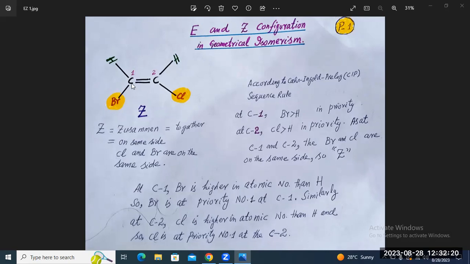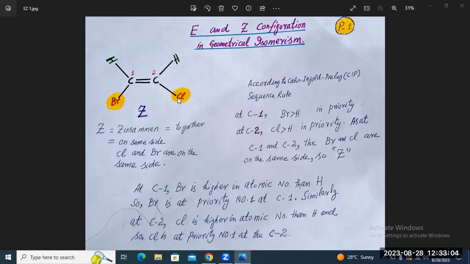You can see this is the carbon number 1. This is the carbon number 2 of the alkene. So on this carbon, we have hydrogen and bromine. On this carbon number 1, bromine has more atomic number as compared to the hydrogen. And on this carbon number 2, chlorine has more atomic number as compared to the hydrogen, you can see. So at carbon number 1 and carbon number 2, we have chlorine and bromine.